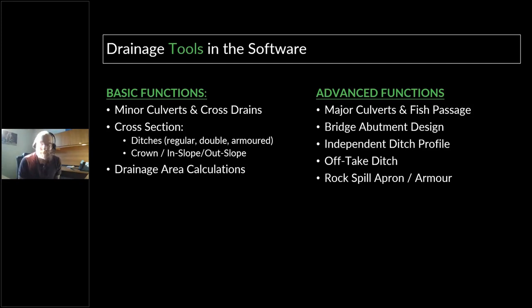So there are a bunch of tools that we could show here, and I think we can cover everything that we've covered in the software, but we don't have time to show everything. So we'll go over some basic functions. We'll talk about adding minor culverts and cross drains. We'll talk about our cross section as it relates to drainage, so ditches, and dealing with our crown or whether we're sloping the road in or out instead of a crown. We'll also talk about drainage area calculations.